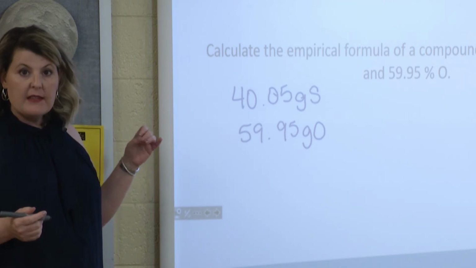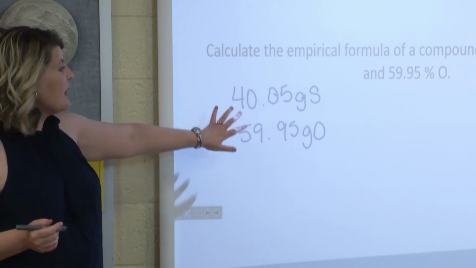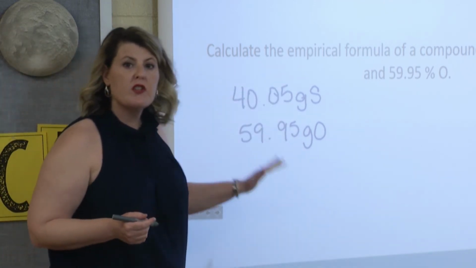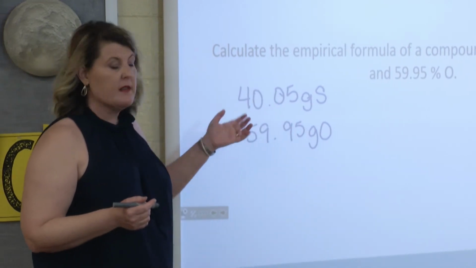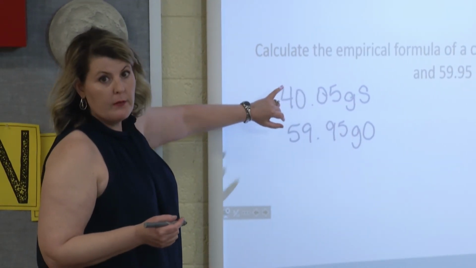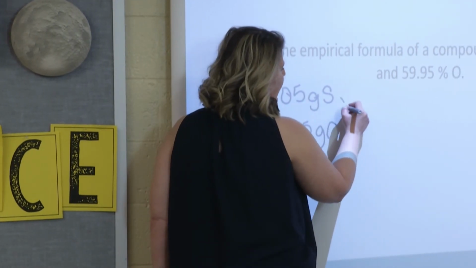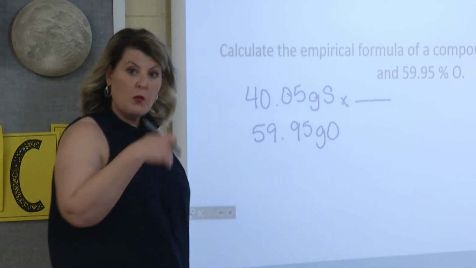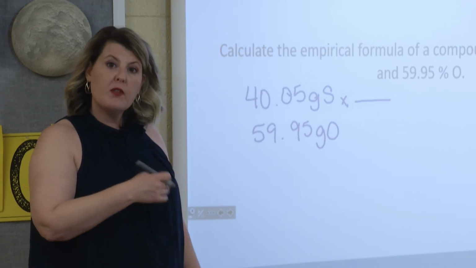So I wrote my givens, I changed percent to grams, and the reason that we're able to do this is because we're assuming that we have 100 grams of this substance, which would make these percentages true. So the next step was change grams to moles. This is what we did last week, so go look back at your notes from last week.